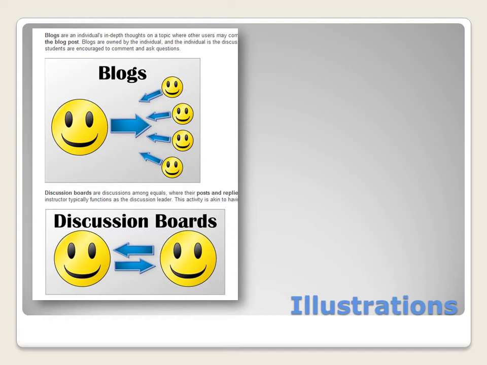In this case, we've got 2 pictures, one that depicts the conversation that goes on in blogs and in discussion boards. In blogs, you have a person who's posting a chunk of material and then several comments from other students. In a discussion board, one person will post a comment and another student will reply to that comment, and the reply may contain equal weight or equal value, so it's more of a back and forth discussion. These pictures illustrate those differences.